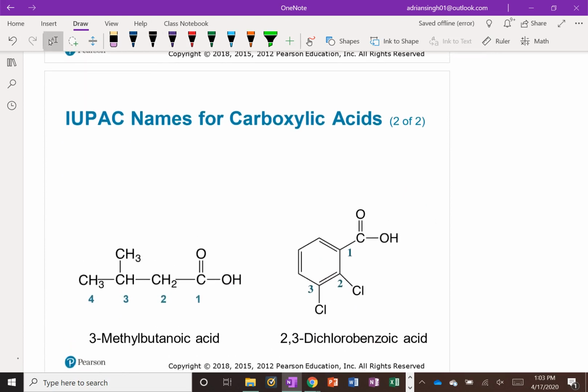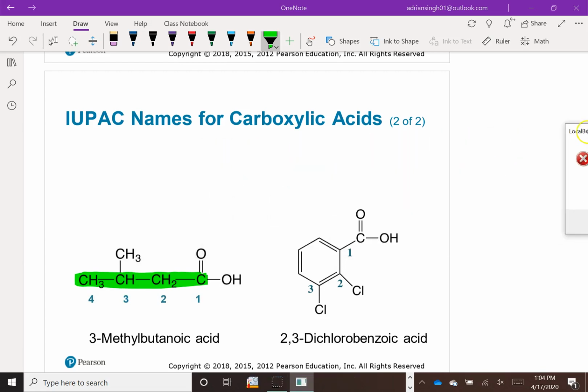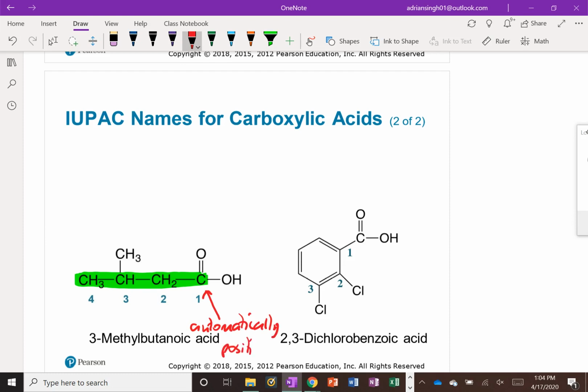So here we have a slightly larger molecule. And the first thing, like we said, is you want to get the longest continuous carbon chain that has the carbon of the carboxylic acid as part of that chain. All right, so our longest chain here is going to be 4 carbons, and the carbon of the carboxylic acid is automatically going to be assigned position 1. All right, and then we can identify any of the other groups that are hanging off of that chain.